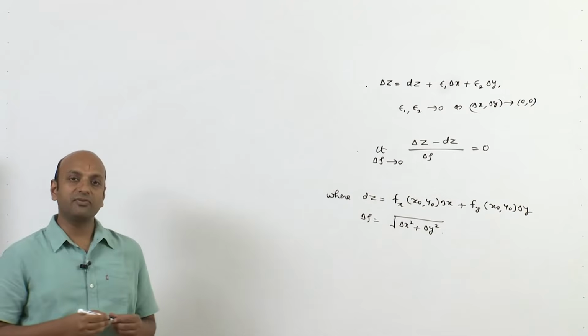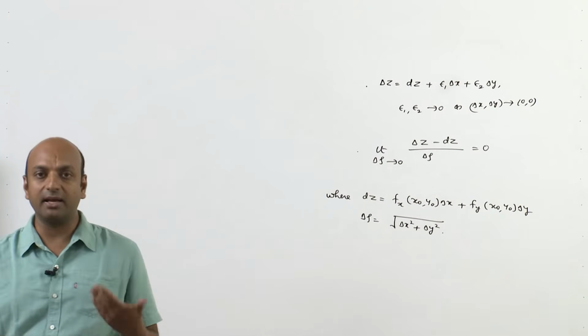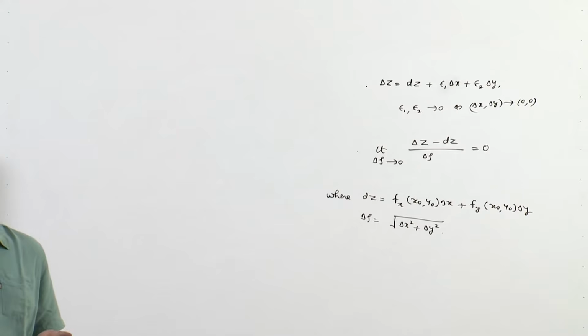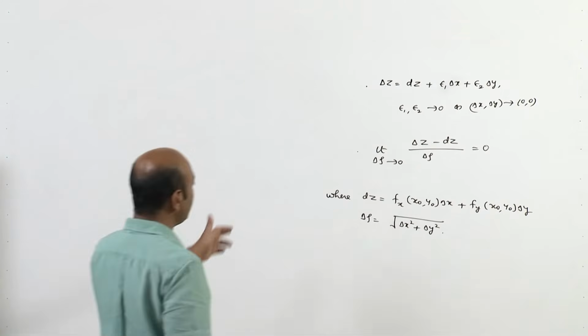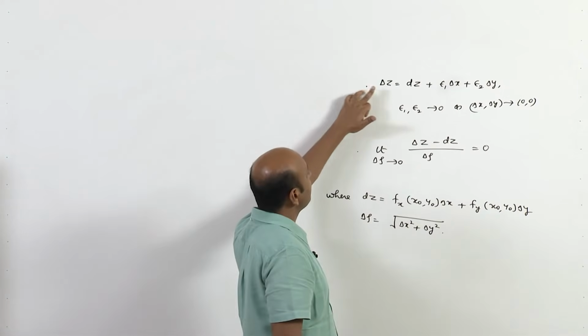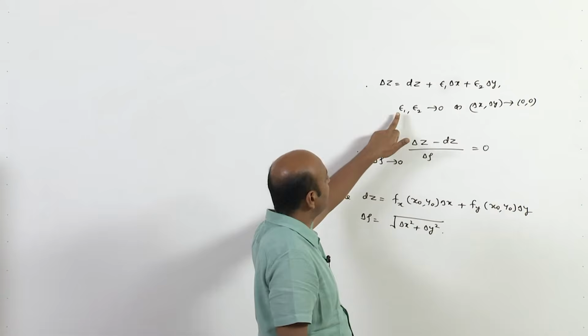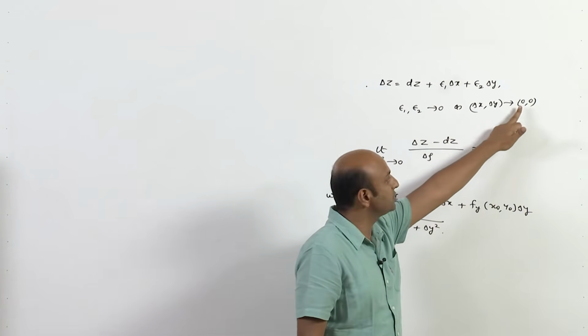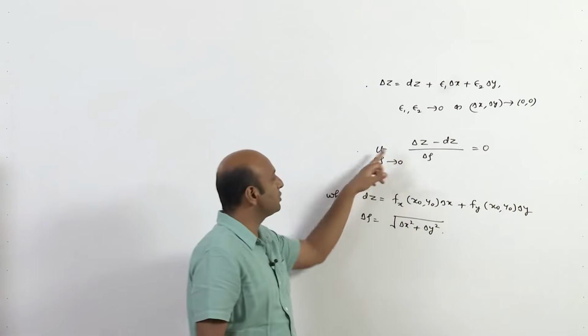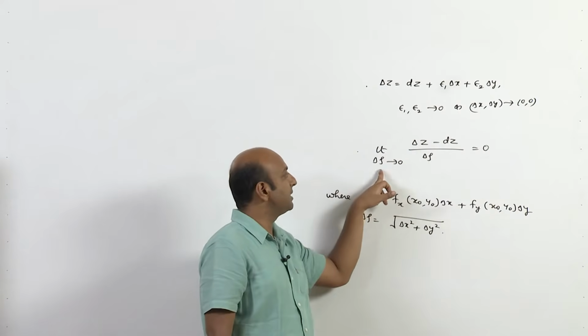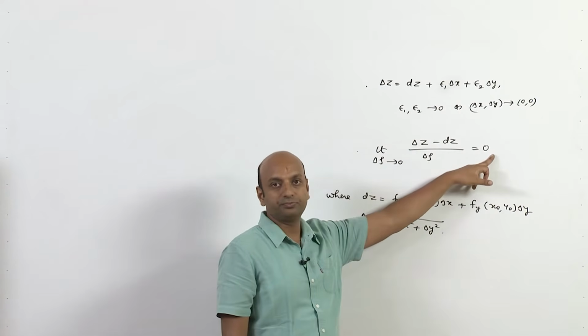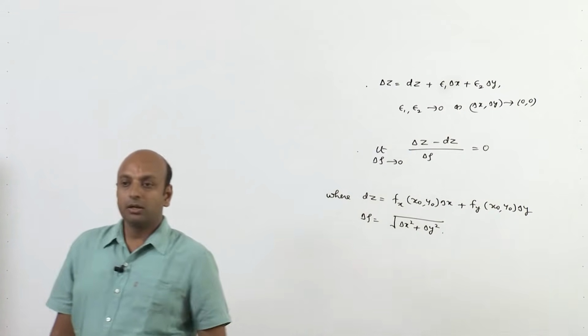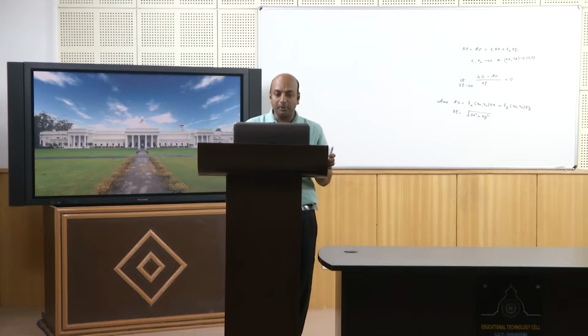So, we can prove the differentiability of a function f(x, y) by either definition: either write this condition and try to show that epsilon 1 and epsilon 2 tend to 0 as (delta x, delta y) tends to (0, 0), or try to find this limit and show that it tends to 0. Now, we will discuss one more problem based on this.